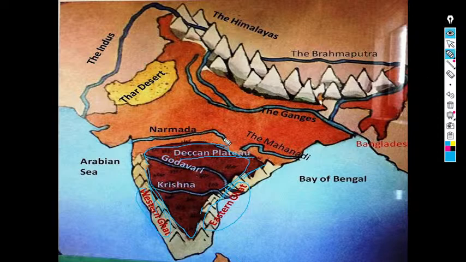See, Narmada River is flowing north of the Deccan Plateau. The Thar desert is spreading here. This is Mahanadi.